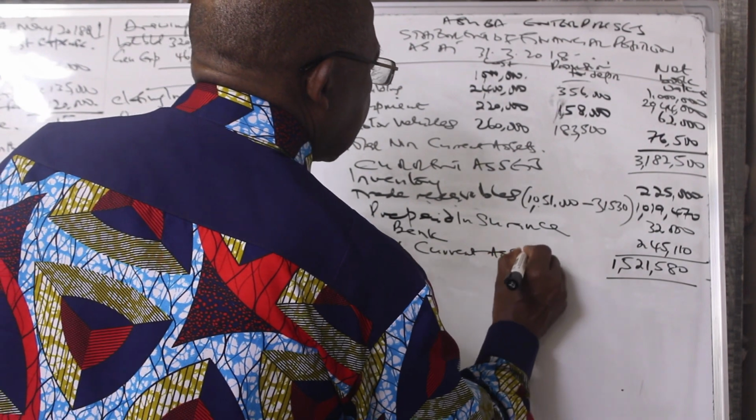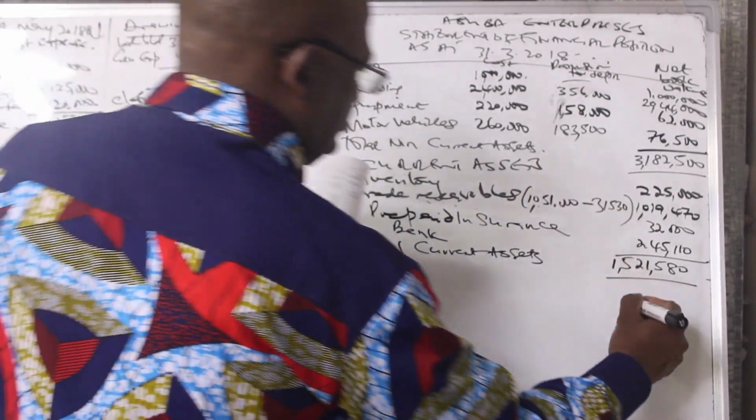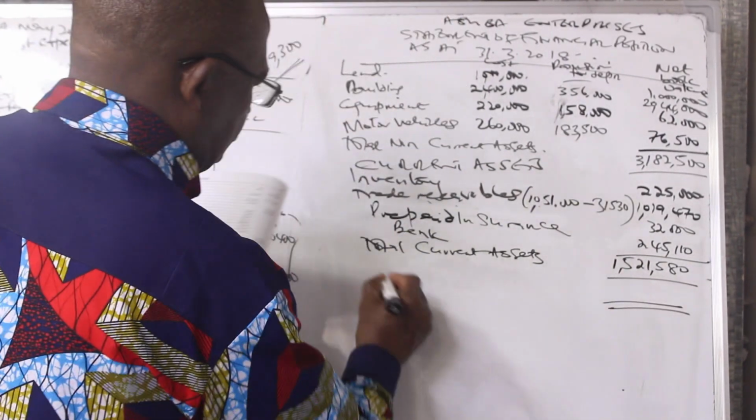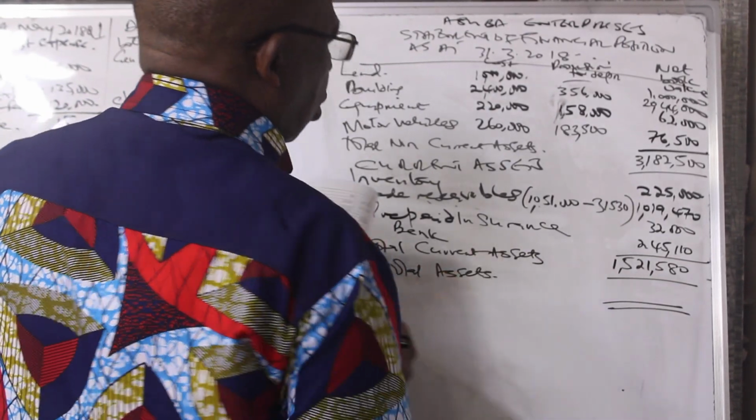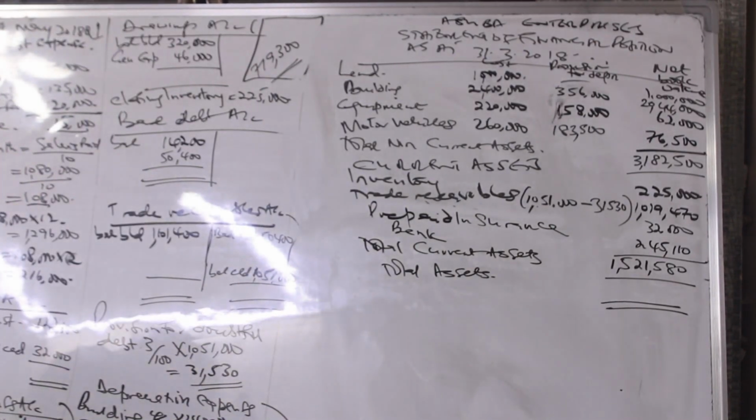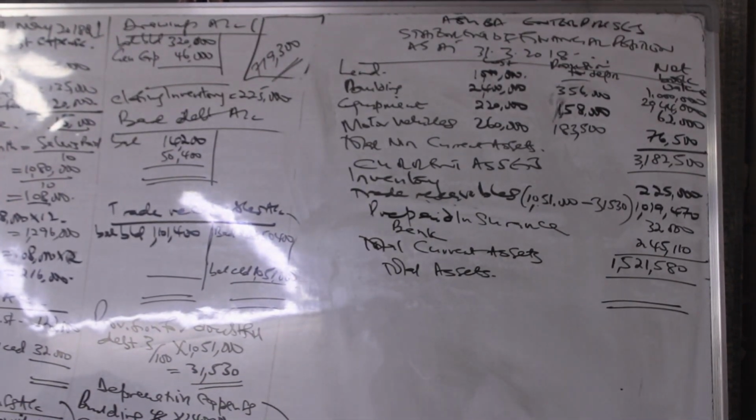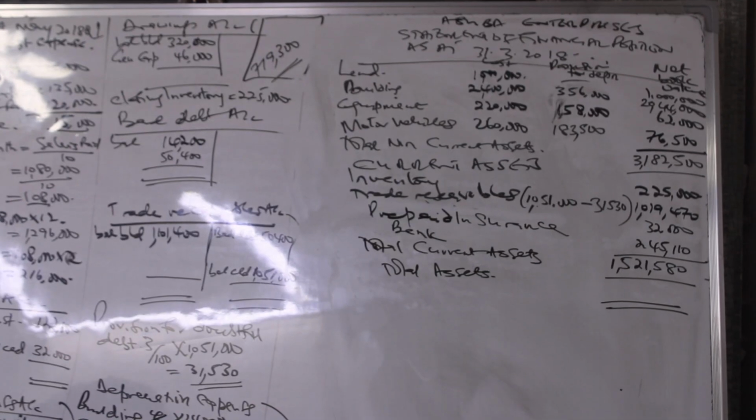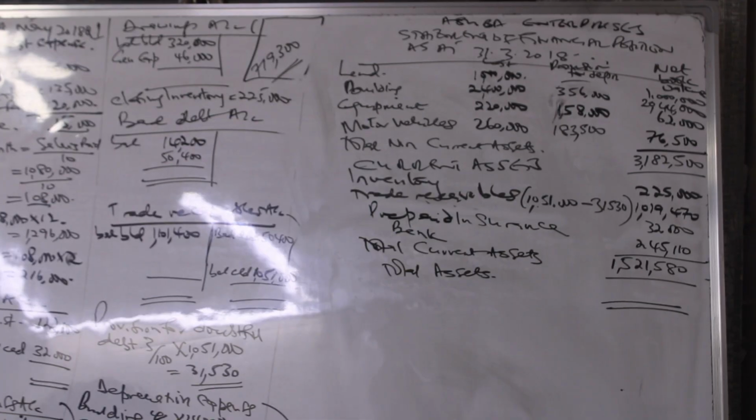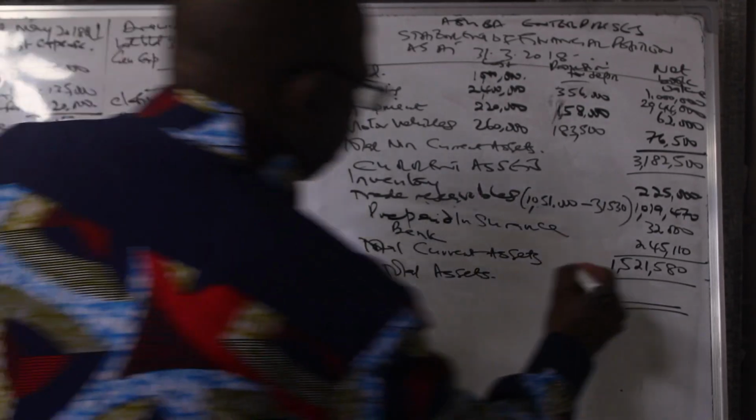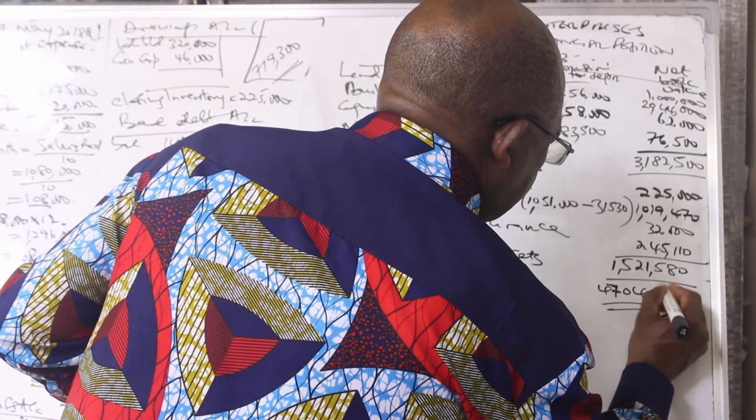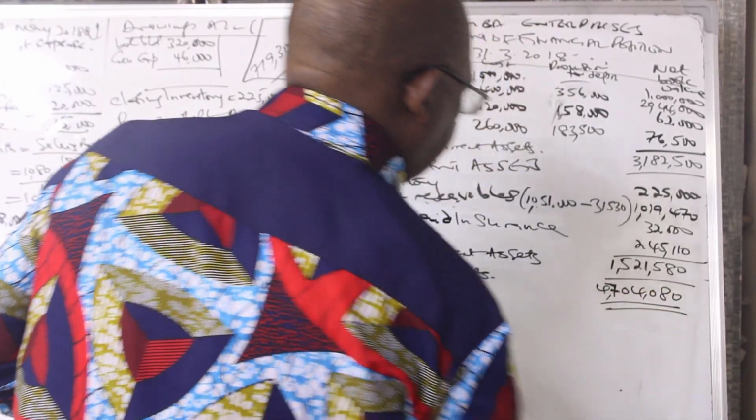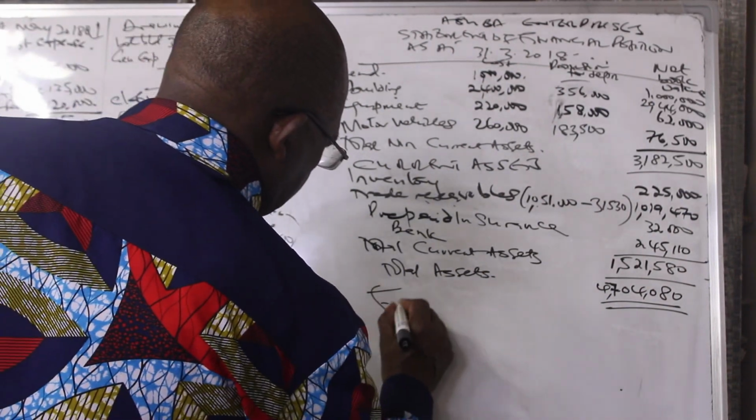We add the non-current assets to get total assets. We add non-current assets of 182,500 plus that 1,521,580, and we get a figure of 4,704,080. And then where did we get the funds from?